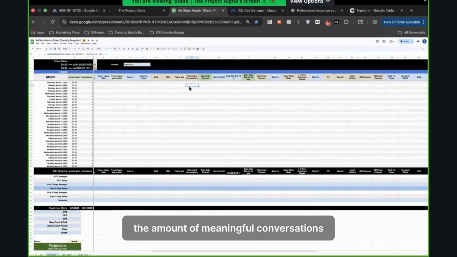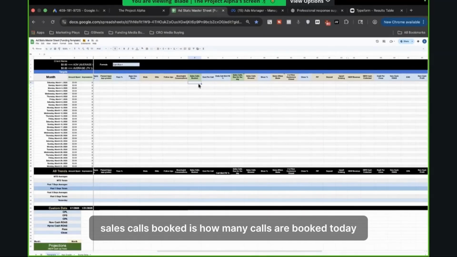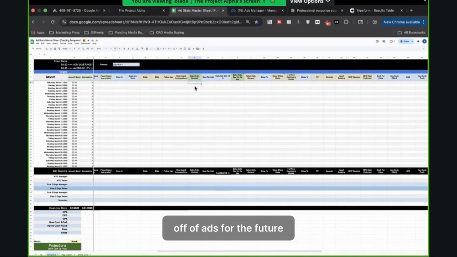The amount of meaningful conversation. Sales calls booked is how many calls are booked today off of ads for the future. Sales calls due for today is how many calls that we have scheduled on the calendar for today.